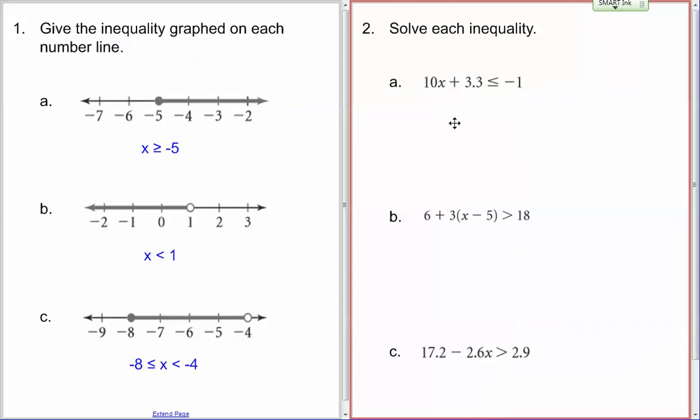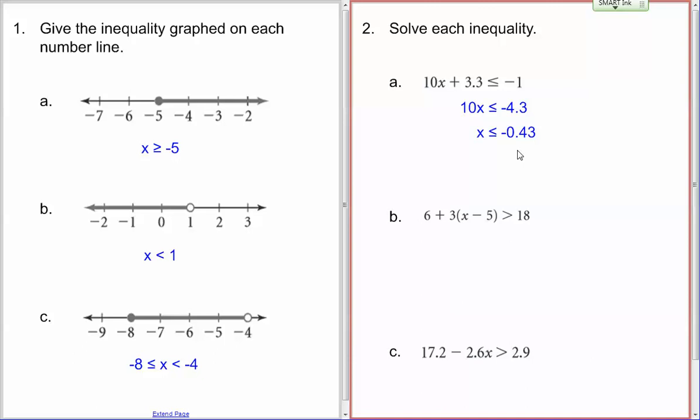Next, we need to solve these inequalities. So in other words, find all the values that make this inequality true. They're an infinite number. So to solve this, you solve it kind of like an equation here. I'm going to use inverse operations, and I'm going to subtract 3.3 from both sides. That'll leave me with 10x is less than or equal to -4.3. And then I'm going to divide both sides by 10. That'll give me x is less than or equal to -0.43.